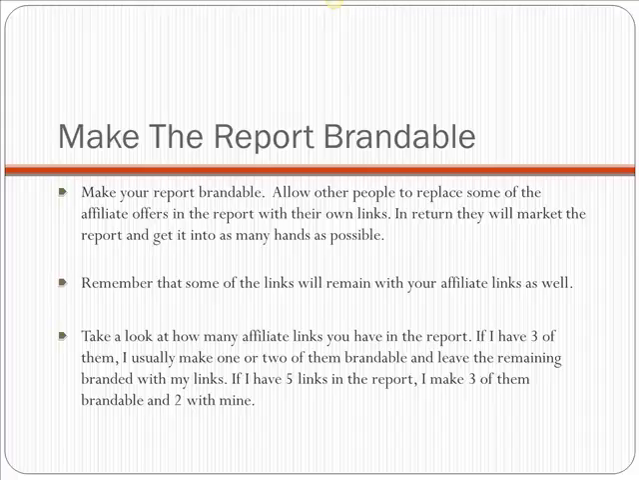So there's going to be at least 1 of them in there that's going to allow me to make a commission if somebody buys it. If I have 5 links in the report, I make 3 of them brandable and 2 with mine. Or maybe I'll stick with just one, the main one, and then focus on getting that person on my list as well, because that's the main benefit you're looking for. Once they become a buyer and get on your list, you can sell to them over and over again.